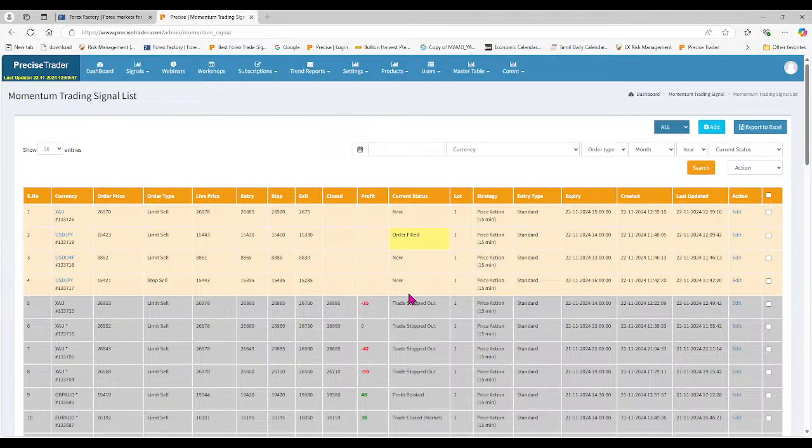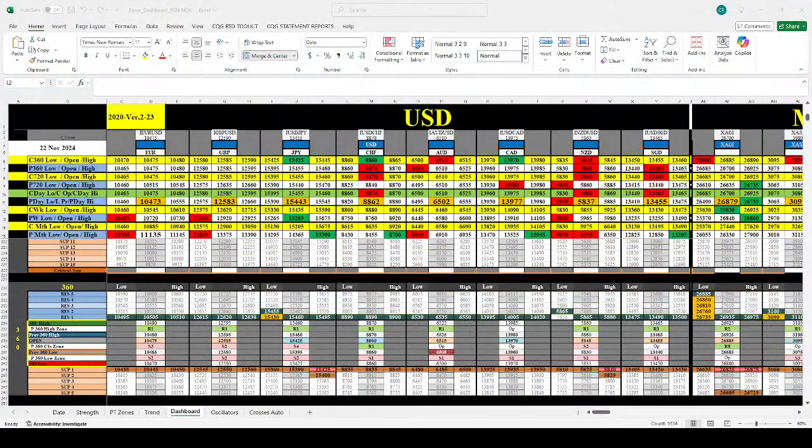So I think our order got filled. Let me see. Yeah, it is filled. So this is my final attempt, like I said. Now we are into the new time belt. Now let me share the system so at least you can get things clearer.